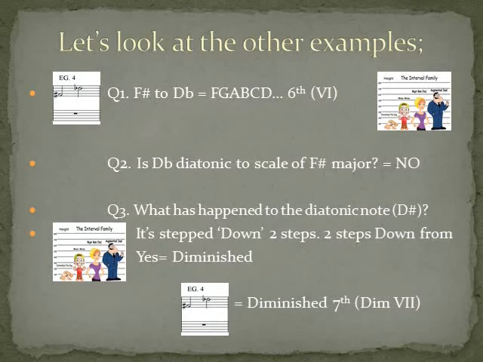Is D flat, the upper note, diatonic to the scale of F sharp? The answer is no. Question 3, therefore, is what has happened to the diatonic note? The diatonic note should have been D sharp. The diatonic note of D sharp has actually stepped down 2 steps, making the gap or the interval 2 steps smaller from the yes character. Therefore, when we step down 2 steps, it becomes diminished. Therefore, F sharp to D flat is a diminished sixth.